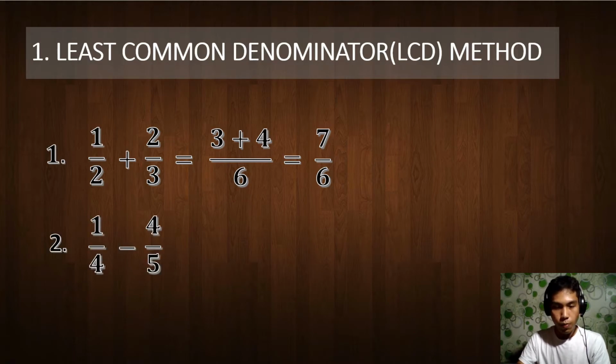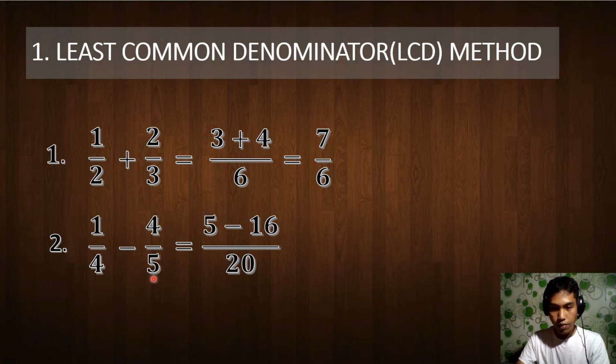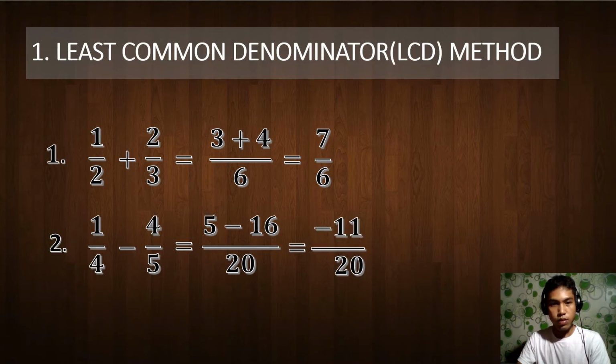For number 2, the same process, but the difference here is the operation. The smallest number that can be divided by both 4 and 5 is 20. Just divide 20 by 4, that is 5. 5 times 1 is 5. 20 divided by 5, that is 4, times 4, that is 16. So 5 minus 16 equals negative 11 over 20. So that's it.